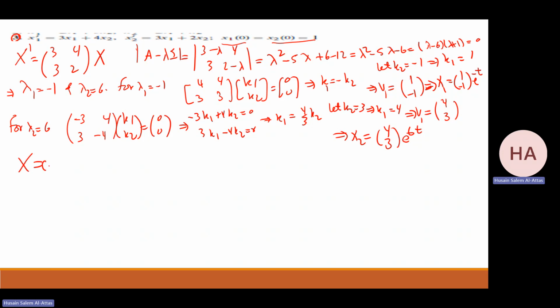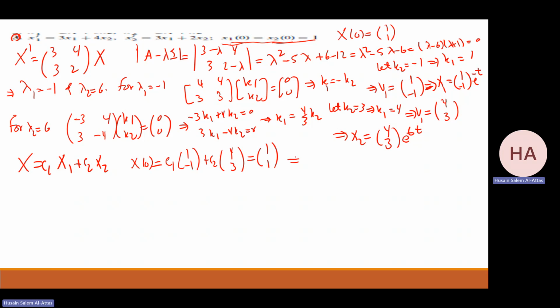What's my general solution? c1 x1 plus c2 x2. Now he gave you this initial condition, which means x at 0 will be 1, 1. To find the c's, so I have x at 0, that will be c1 x1 at 0, I have 1, minus 1, plus c2 4, 3. That should equal 1, 1. So I have the equations c1 plus 4c2 equal 1, minus c1 plus 3c2 equals 1.